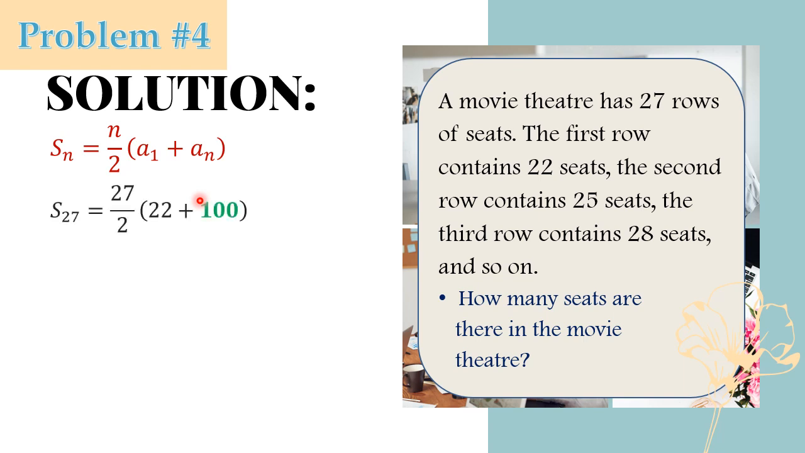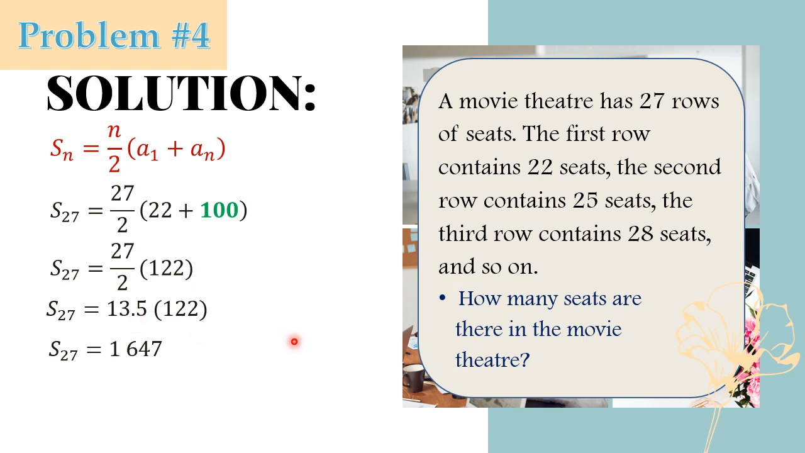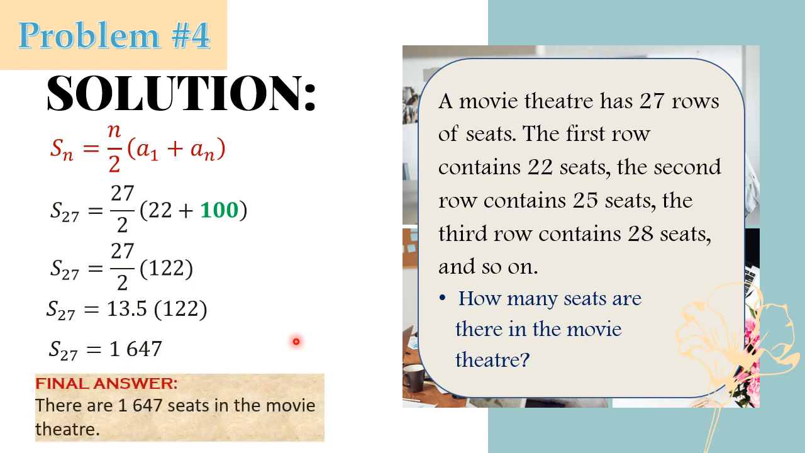Okay, so substituting in the formula, of course, our n is 27 because we have 27 rows in the theater. And then our first term is 22 as stated here in the problem. And our a sub n, or the last term that we solved a while ago, is 100, right? Okay, and so moving on, 22 plus 100, so 122. And then let us multiply with 27, and then the product will be divided by 2. Or you can also do it this way. Get the half first of 27, and that is 13.5, and then multiply with 122. You will arrive at the same answer, which is 1647.